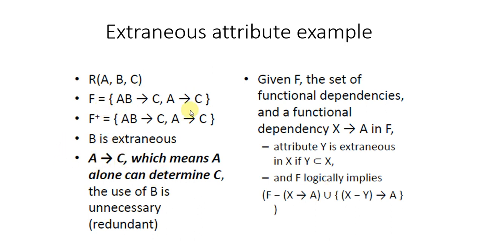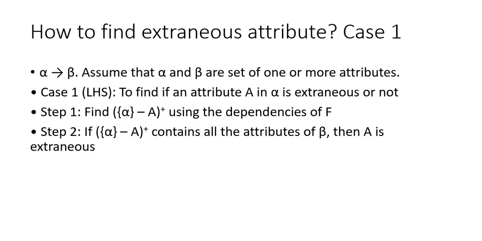And how can we find an extraneous attribute? So actually there are two types of extraneous attributes. One type of extraneous attribute occurs in the LHS of a functional dependency, and another occurs in the RHS of the functional dependency. In the case of minimal cover problems, we need to consider only the LHS attribute. Anyway, we'll see both.